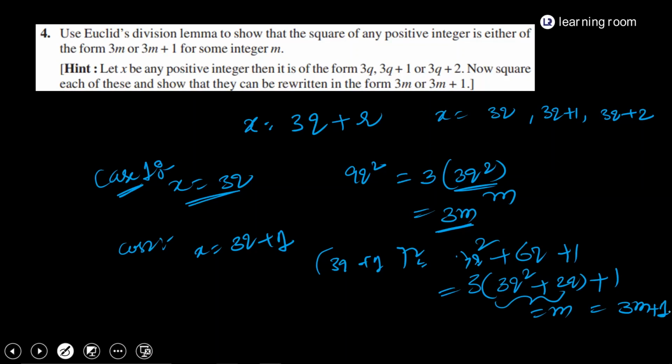So now what is case 2? Case 2 is 3q plus 1. So again what we need to do? We need to square it. So if we square it, what is it? 9q square plus 6q plus 1. So here we can take out 3 common. So then 3q square plus 2q, plus 1. This can be expressed as m. So it is in the form of 3m plus 1. So now what is case 3? What we need to do now? We need to square it and express it in terms of 3m or 3m plus 1. Can you do it?